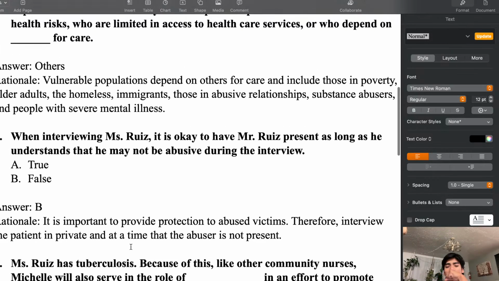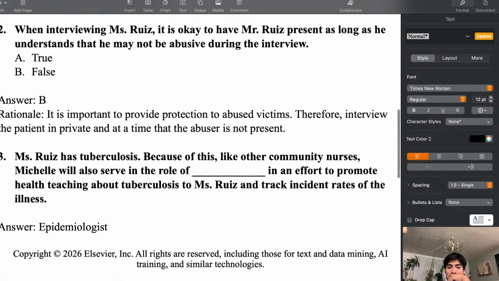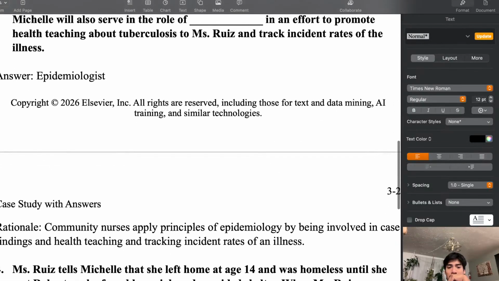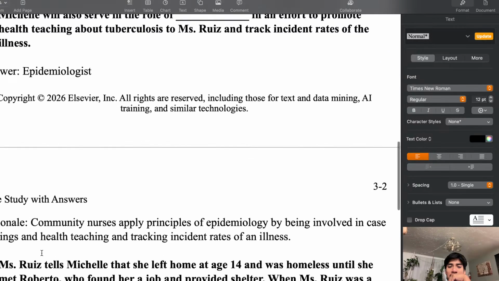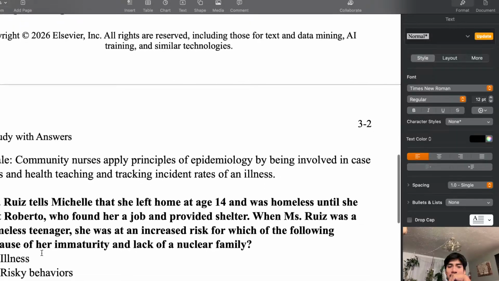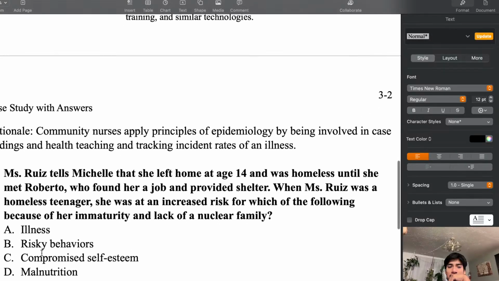So Michelle could also serve as the role of educator in an effort to promote health teaching about tuberculosis, but since it's so specific to the disease, it would be epidemiologist. So yeah, community nurses apply principles of epidemiology by being involved in the case findings and health teachings and tracking incident rates of illness.